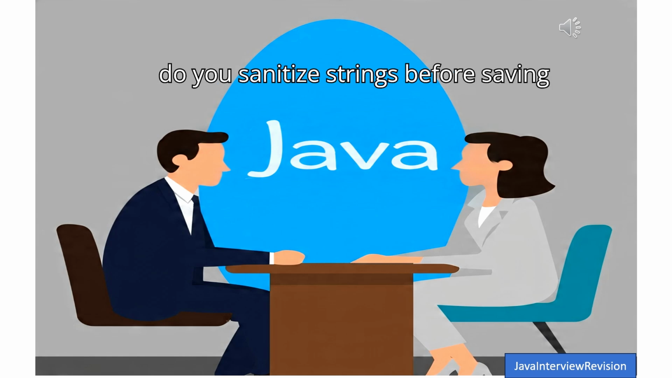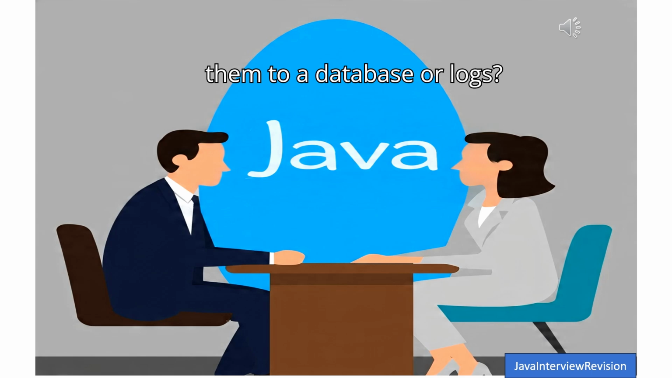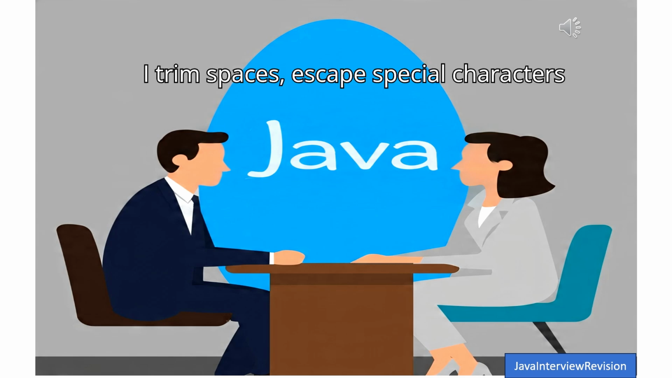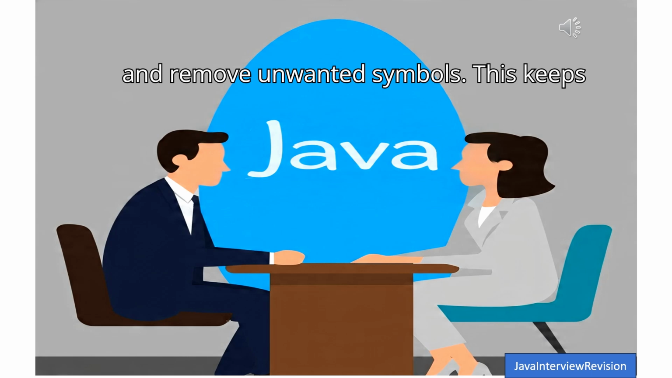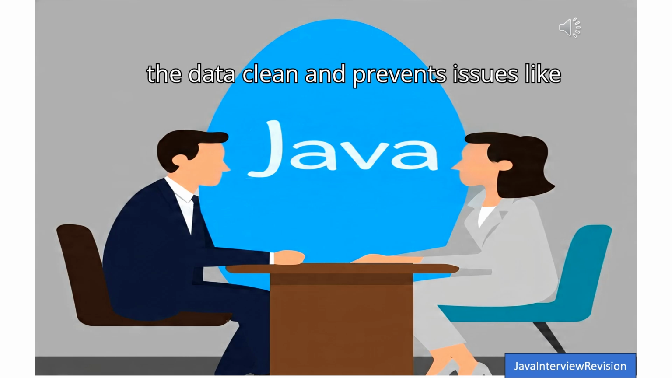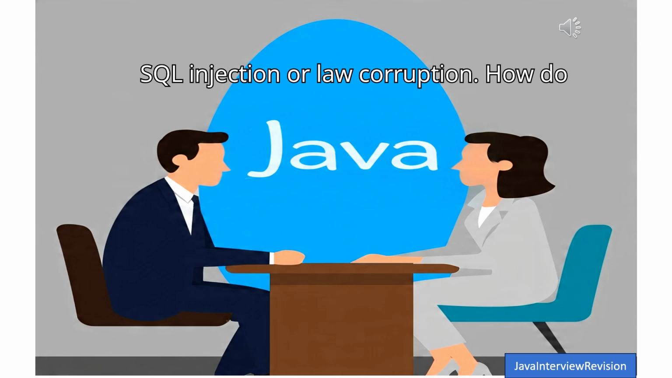How do you sanitize strings before saving them to a database or logs? I trim spaces, escape special characters, and remove unwanted symbols. This keeps the data clean and prevents issues like SQL injection or log corruption.